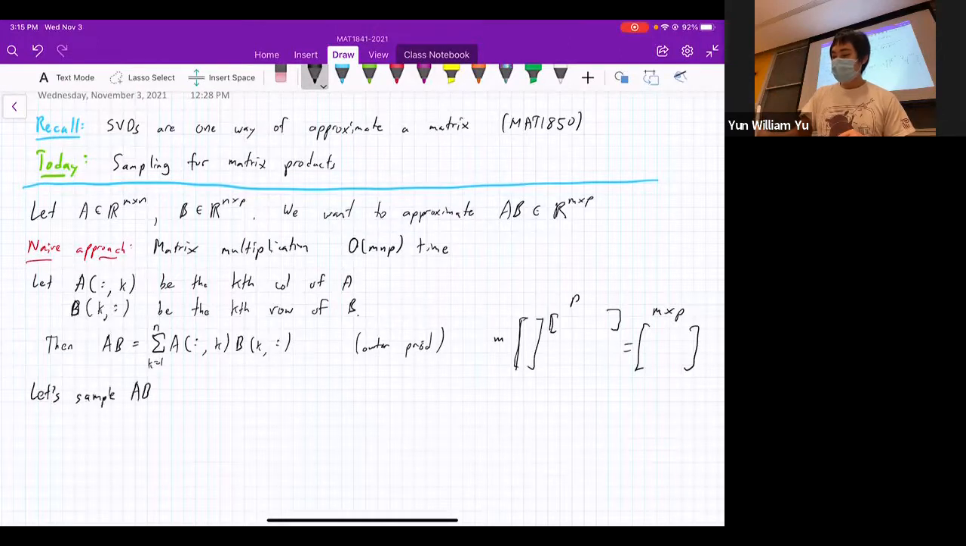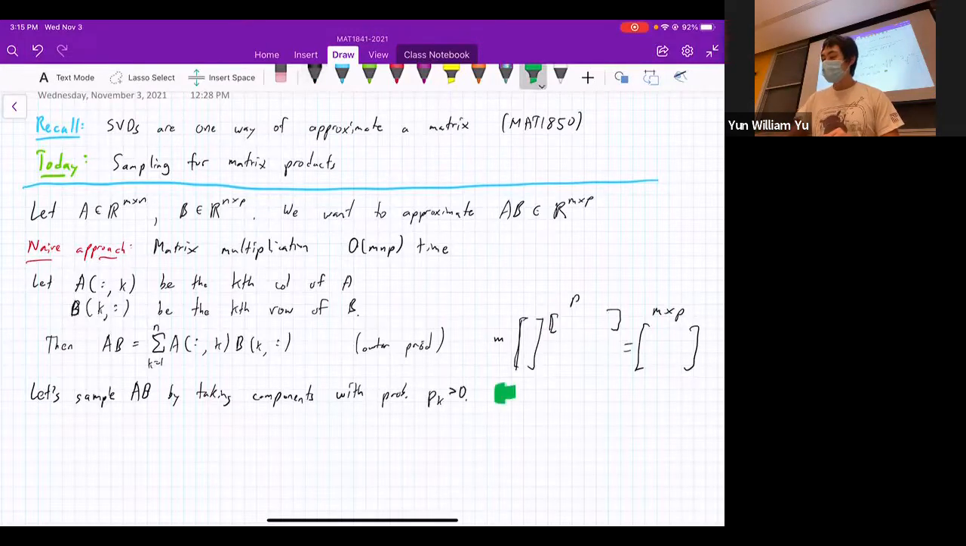So we sample AB by taking components with some probability p_k greater than 0. This is arbitrary for now, and later we'll try to figure out what probabilities we ought to be using to sample them.